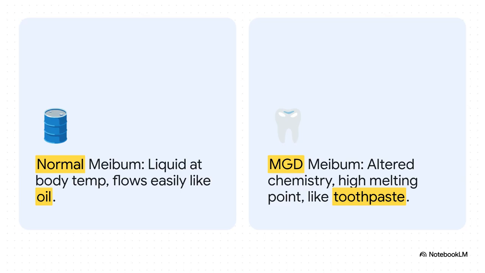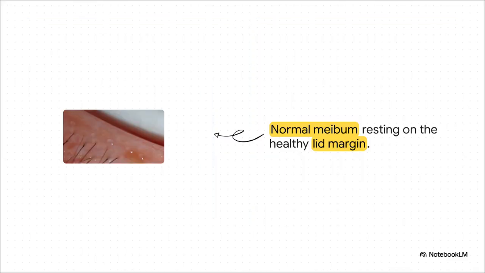This is exactly why we prescribe heat, to raise the temperature and melt that abnormal meibum back into a liquid, followed by mechanical massage to express it out. Now, what does clinical success actually look like in the real world?